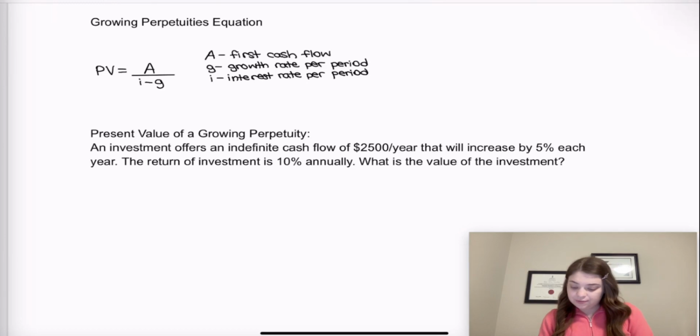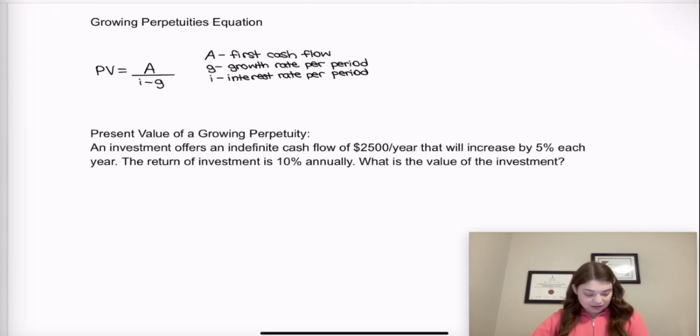So here's an example. An investment offers an indefinite cash flow of $2,500 per year that will increase by 5% each year. The return of investment is 10% annually. What is the value of the investment?